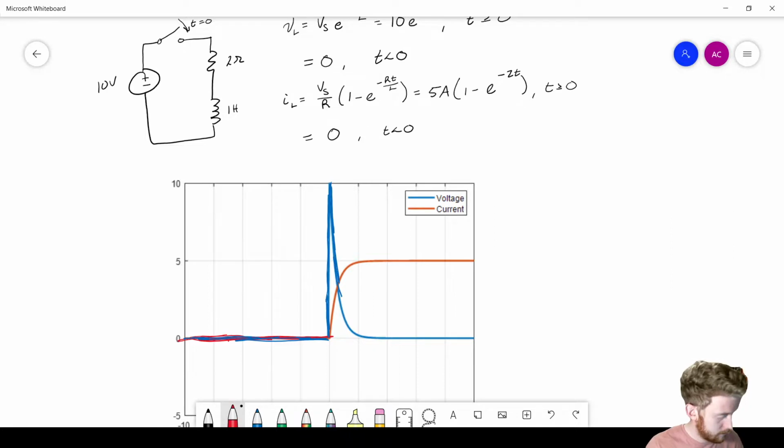Okay. Similarly, the current is going to stay 0, and then it's going to start increasing. Okay, and then it'll reach its steady state at 5 amps. You can see here, this is 5 amps, and then the voltage reaches its steady state of just 0.